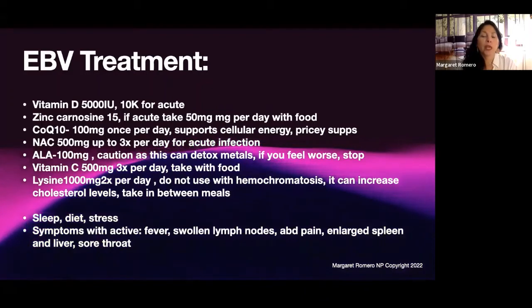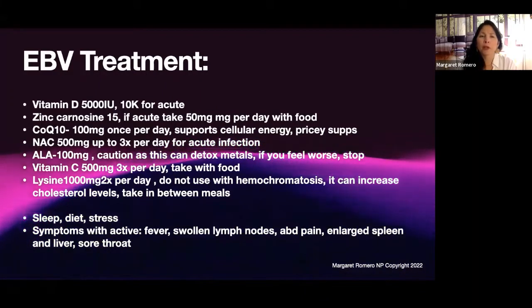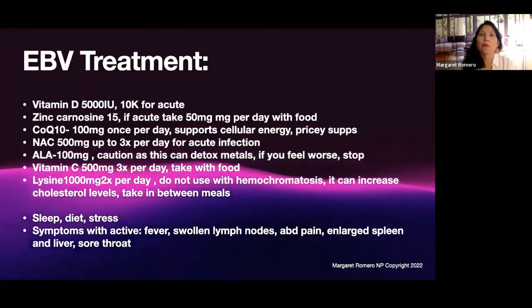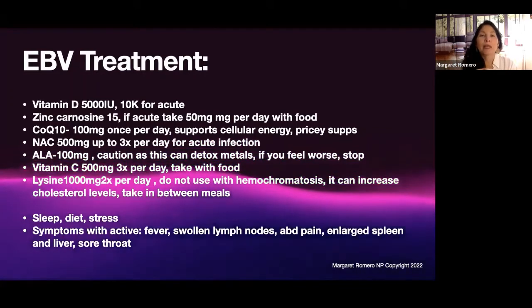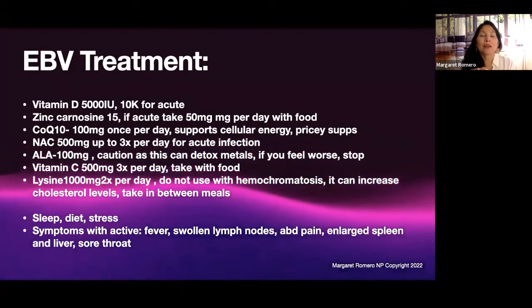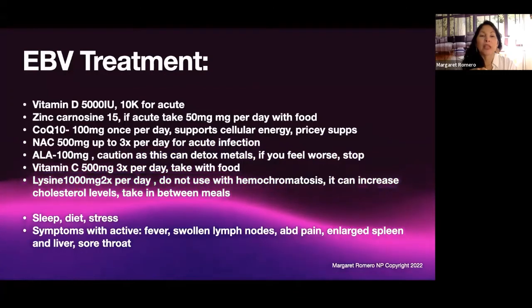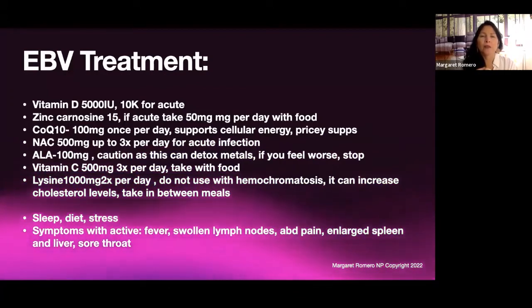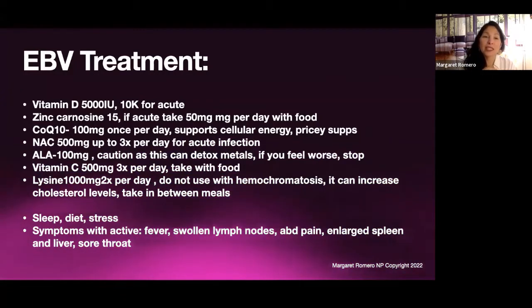Zinc, CoQ10. CoQ10 is great for the mitochondria. NAC. I know there's been a lot of talk about NAC in the news, like they're eradicating it. I don't have a problem getting NAC, so if you need some, you just let me know. Alpha lipoic acid helps with so many different things. Not only does it help with Epstein-Barr, alpha lipoic acid also helps with insulin resistance, and it has also been shown to detox some metals.